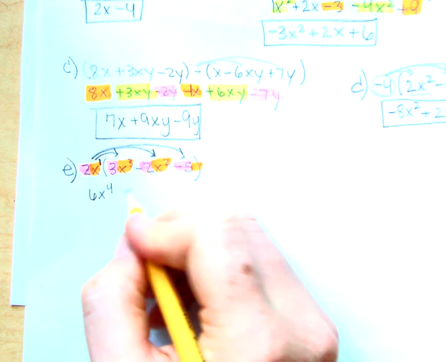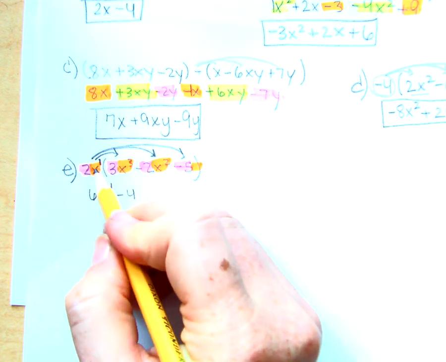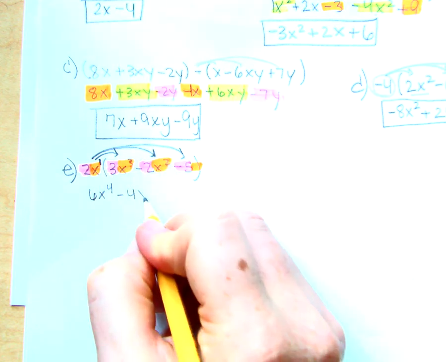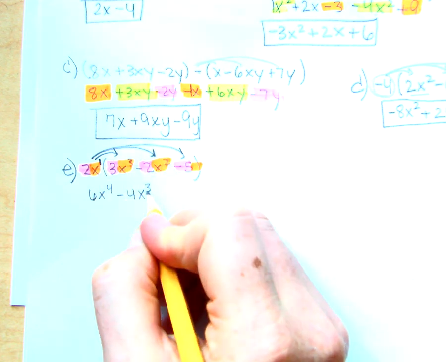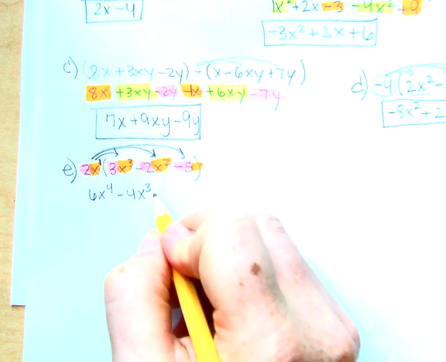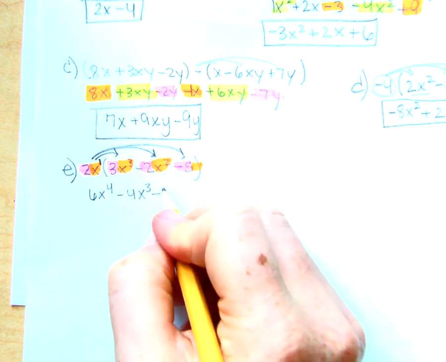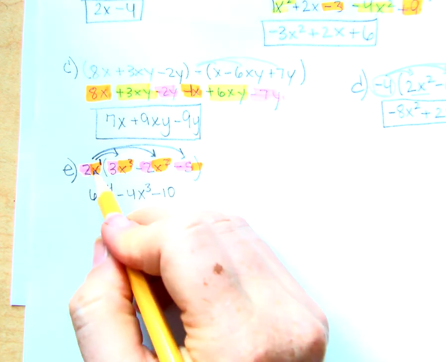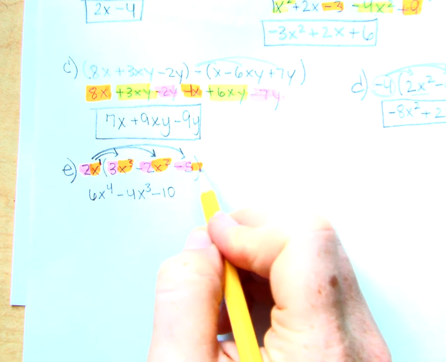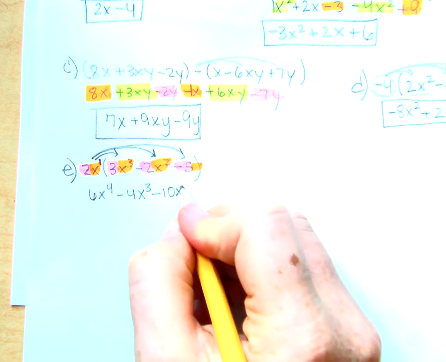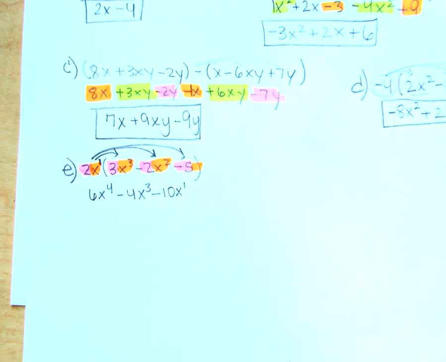So 2 times negative 2, that's negative 4. X to the first times x to the second. 1 plus 2, x becomes 3. And then my third term, 2 times negative 5 is negative 10. X to the first times, it's got nothing to multiply by, so it just stays x to the first, or just x.